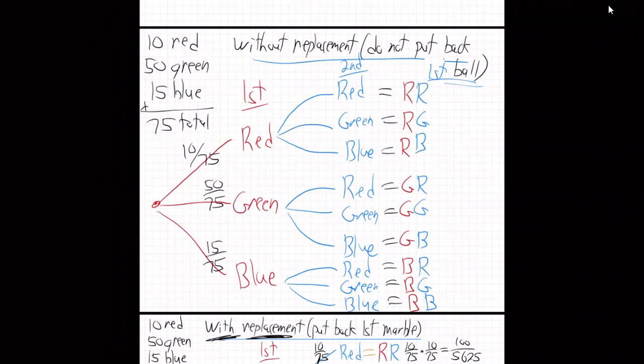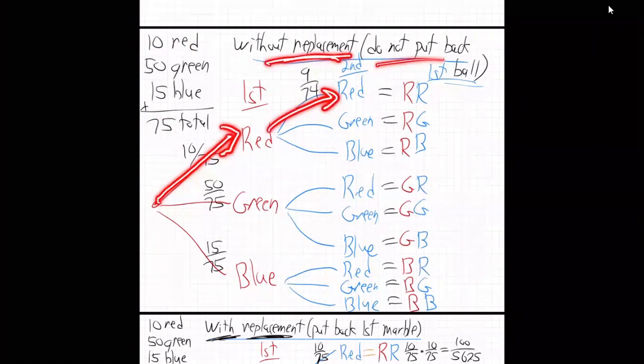Well, remember that you move through these tables from left to right. So if you get a red ball out the first time, what's your chance you're going to get red the second time? Well, you've removed one of the reds. There's only 9 reds left out of 74 marbles, right? So the chance here is going to be 9 out of 74. Is that making sense? We always move through these tables from left to right.